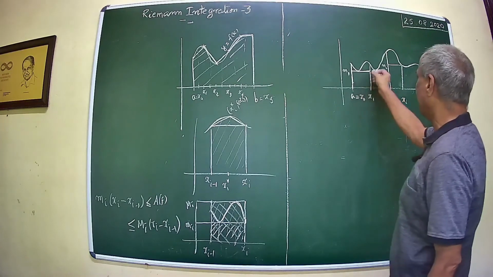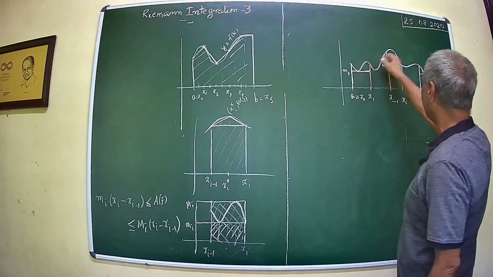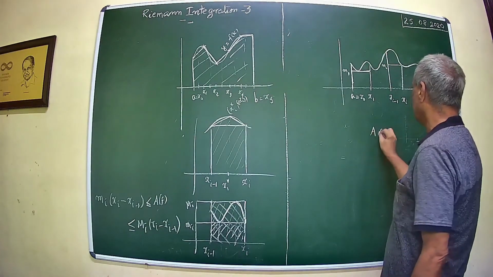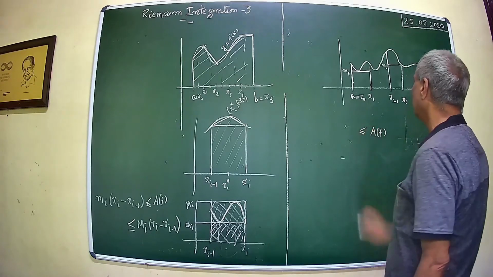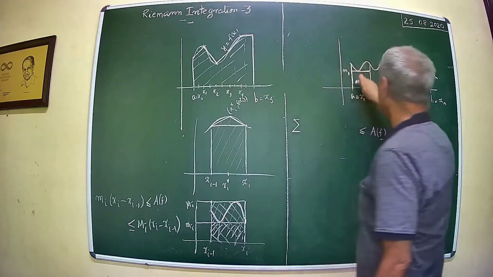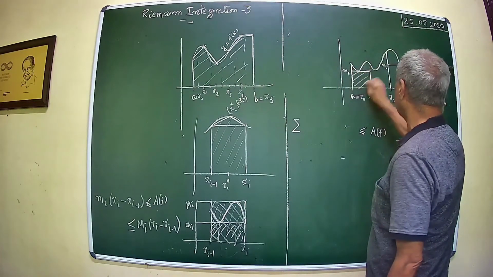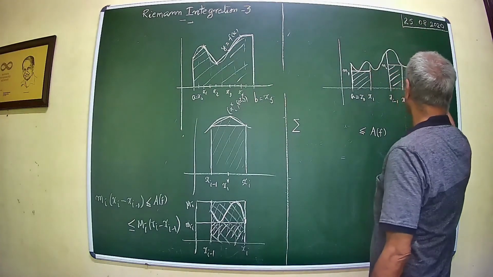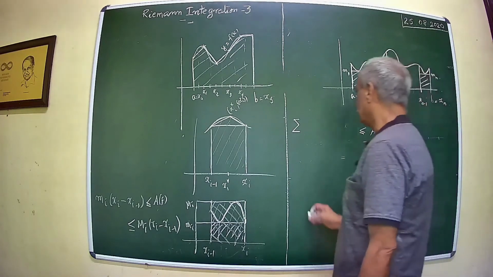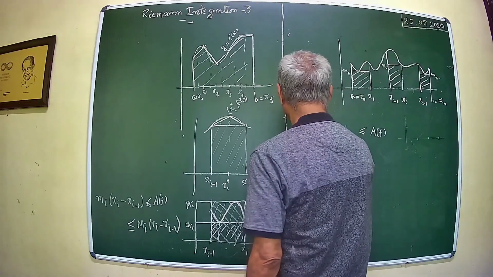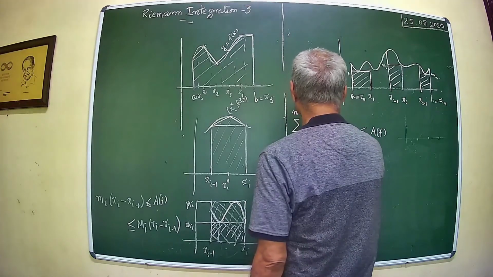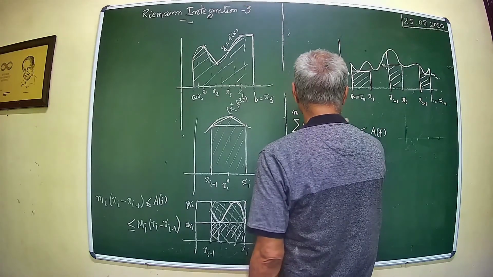Therefore, the actual area enclosed by the curve f(x), which I want to call AF, you see that AF is bounded below by the sum of the areas of these rectangles that I have shaded here. I mean, all the possible ones. There are many in between, and this is what you get. This is equal to the sum from i equal to 1 to n of small mi times xi minus xi minus 1.